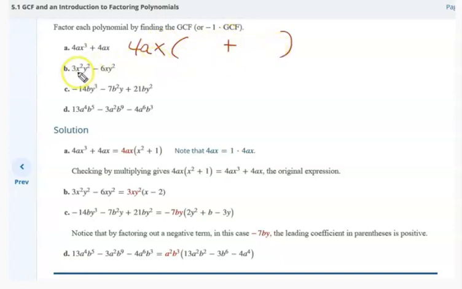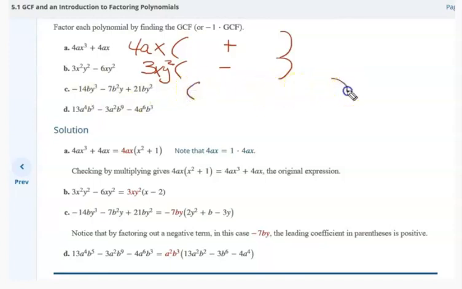Now for B, as we look at it, there'll be a negative in the middle. We have a 3 and a 6, so we know we can take a 3 out. We have x squared and an x, so the largest is an x. And y to the 2nd, y to the 2nd, we can take all of that out of there. And then whatever's left.